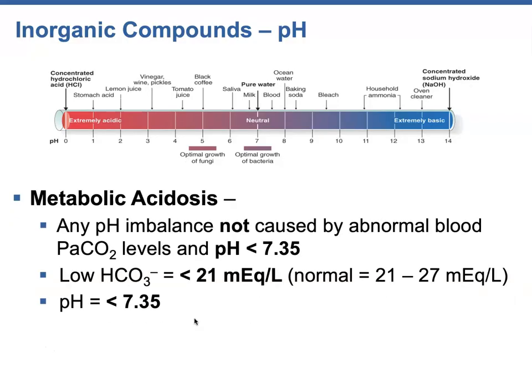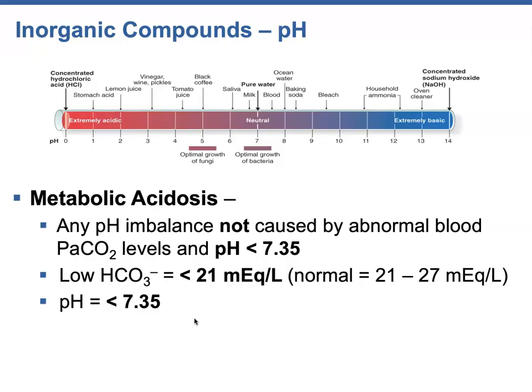When we have metabolic acidosis, the problem that is causing the blood to become acidic is not carbon dioxide. I'm going to say that again. With metabolic acidosis, the problem is not retention of carbon dioxide. Something else is causing the blood to be acidic.